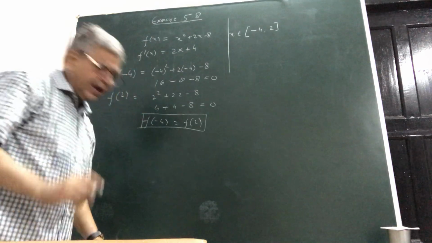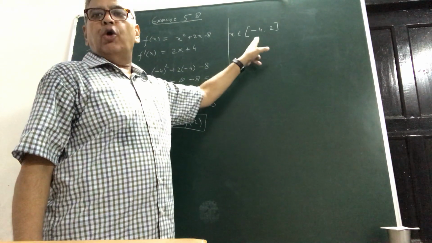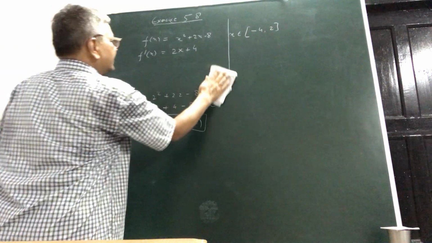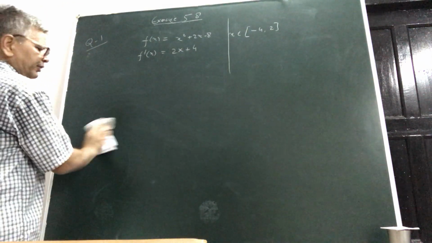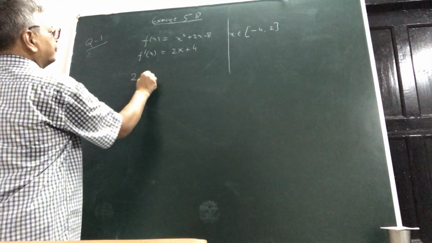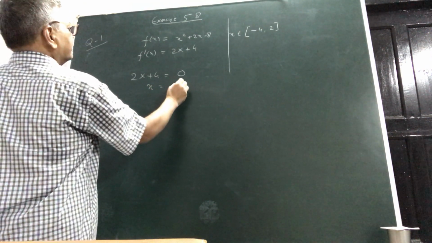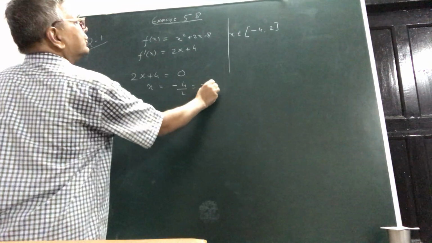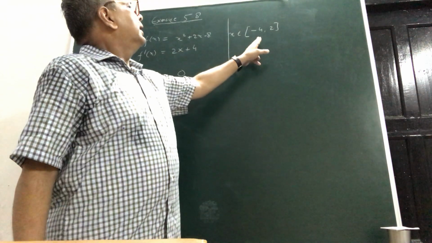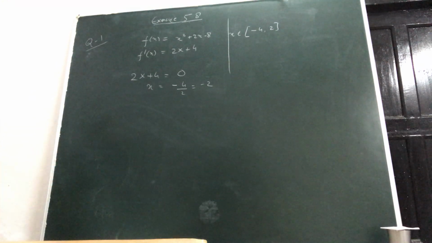So we have to now verify it. Verification demands that somewhere in the open interval minus 4 to 2, there will lie a point c where the derivative will be equal to 0. So quickly, let us put this derivative 2x plus 4 equal to 0. This gives me x equal to minus 4 by 2, that is minus 2. And minus 2, see, lies in the open interval minus 4 to 2. So the verification of Rolle's theorem holds good.